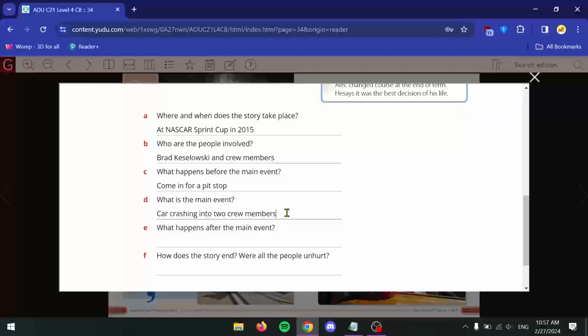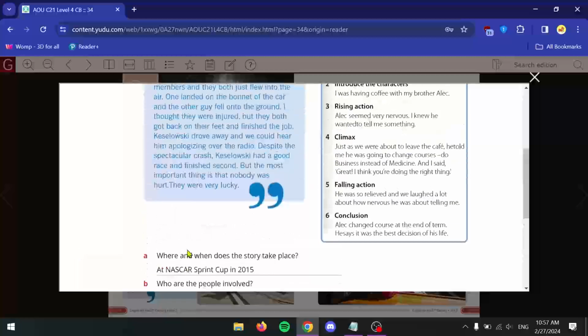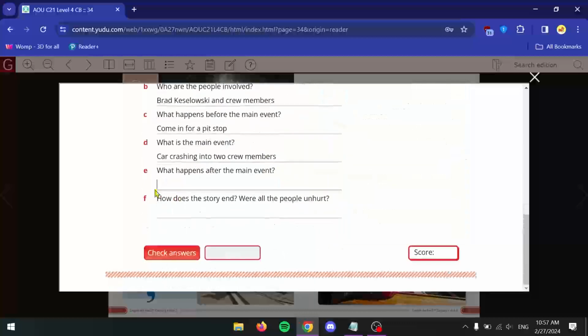Okay? E, what happens after the main event? After the main event, he apologized, if I remember correctly. Yes, he did. So him apologizing over the radio. So we'll say he apologized.